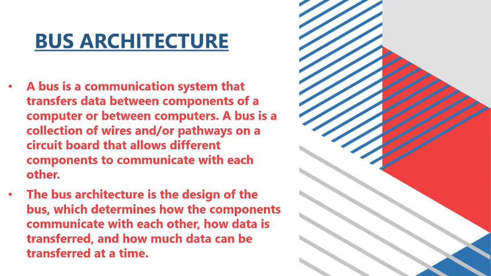However, a single bus can become a bottleneck if the system has a large number of components or if the components have high data transfer requirements. In computer architecture, a bus is a communication system that transfers data between components inside a computer or between computers. The bus architecture refers to the design and organization of these communication pathways.